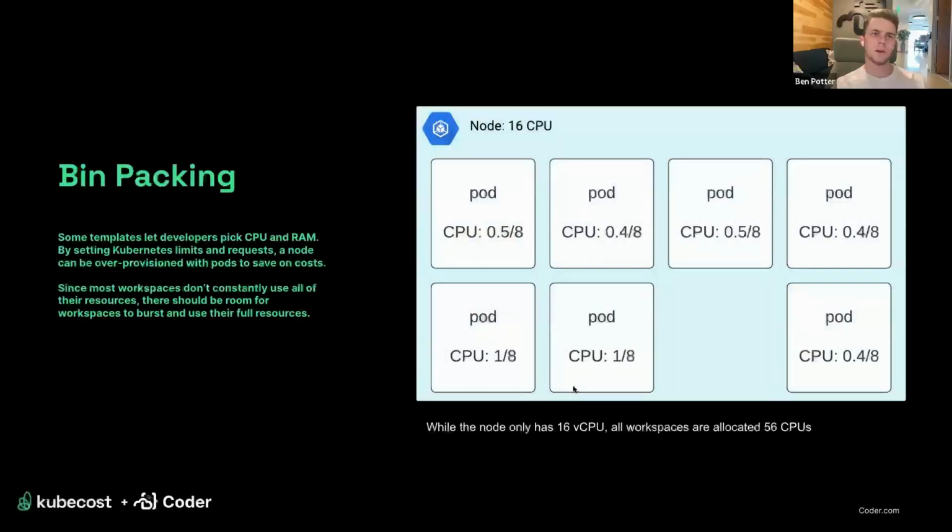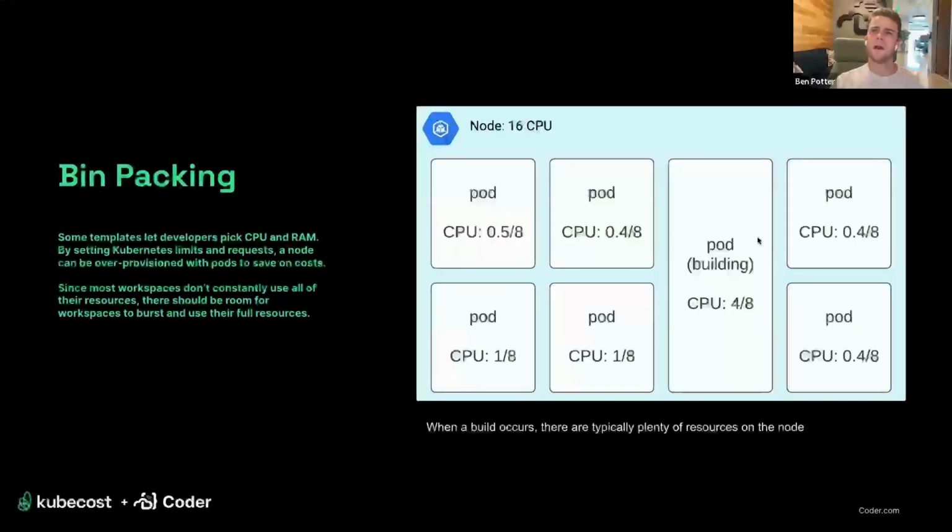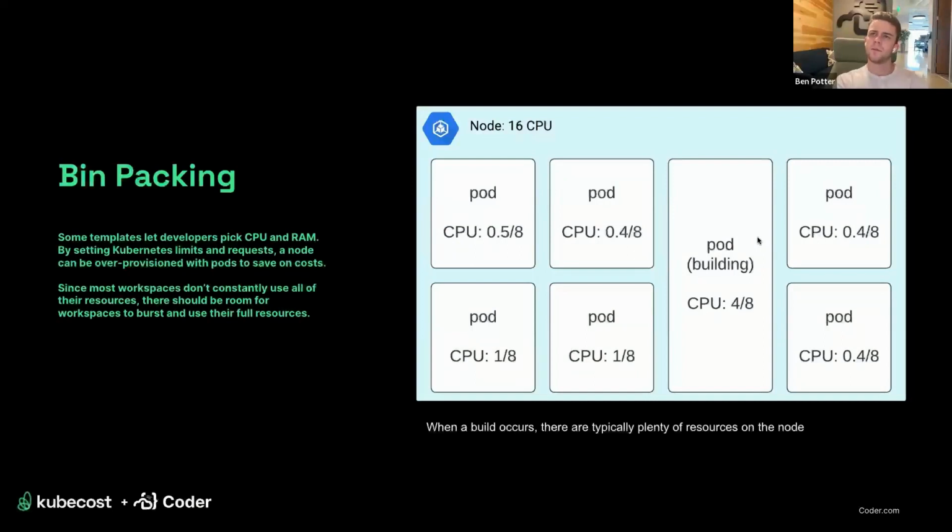The second thing that we support is a concept called bin packing. And this essentially allows you to over-provision your nodes, with pods that have very small requests but can then burst up to use more CPUs. So in this graphic I have here, if you add up the total amount of CPU the pods could actually burst to, it gets up to 56, even though the node only has 16 CPUs. However, because each pod is only limited to going to 8 CPUs total, when a build occurs, there's still plenty of resources available on the node.